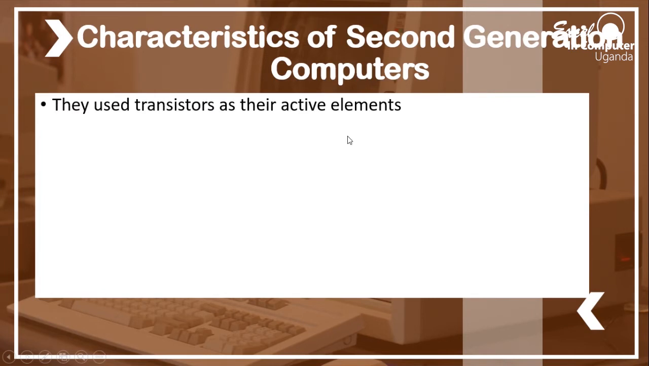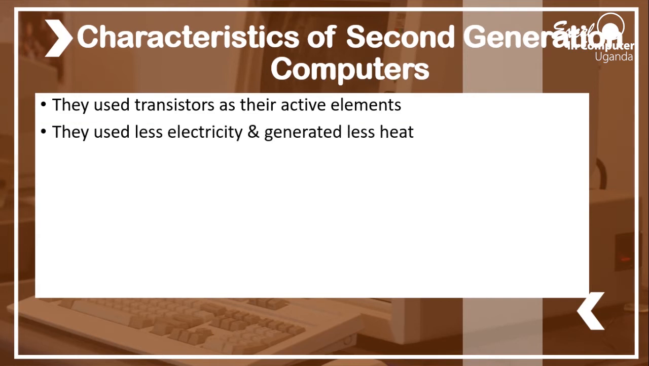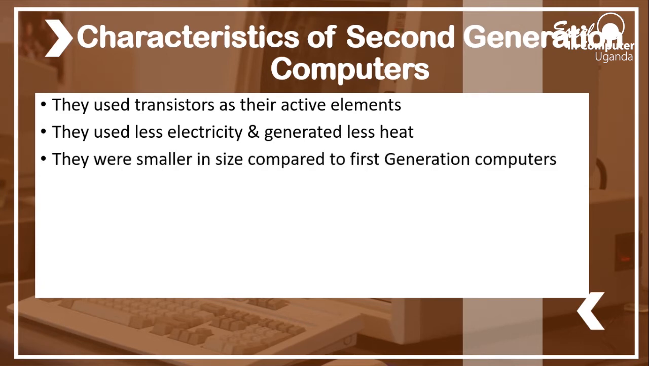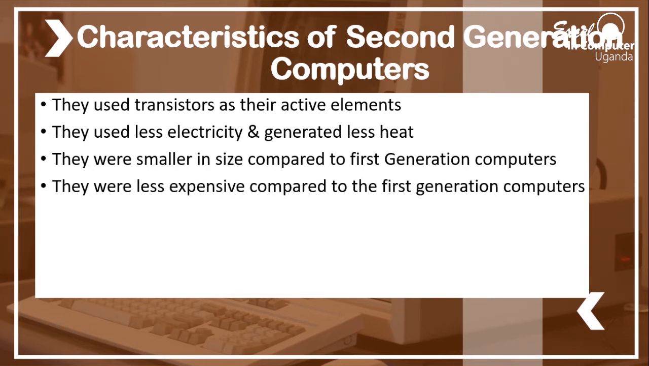First characteristic, they use transistors as their active elements. So they use transistors in their processing of data. They used less electricity and generated less heat. They were smaller in size compared to the first generation computer. As you saw the images, the first generation computer was in a full room, but the second generation computer was just on a table. They were less expensive compared to the first generation computers. On top of first generation computers being expensive, they had also to first rent some terminals.